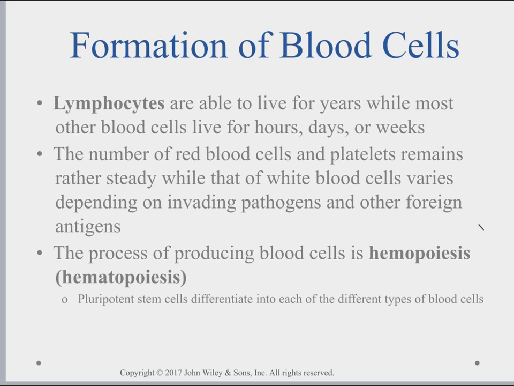Now we talk about the process of making blood cells. It's called hematopoiesis or hemopoiesis, literally creation of blood cells. Now, pluripotent stem cells differentiate. So here's back to our word of classification of all living things, differentiation. We start with one singular pluripotent stem cell that will be signaled to differentiate into each of the different types of blood cells. Now that includes red blood cells and white blood cells.